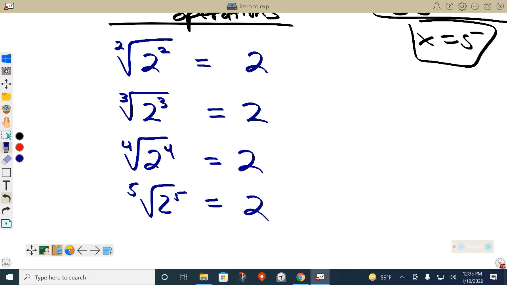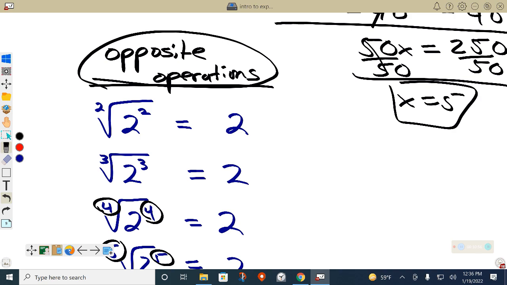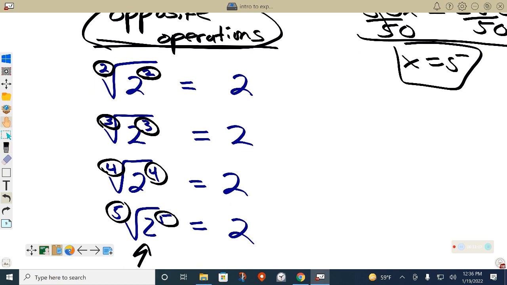So what I'm trying to get you to see right now is that if the index is the same as the exponent, they cancel each other out, and the answer is just the radicand, the number underneath the radical. If the index of the radical and the exponent are the same, they cancel each other out. They're what we call opposite operations. They undo each other. So squaring undoes square rooting. Cubing undoes cube rooting. Fourthing undoes fourth rooting. And so on. That's the big idea right now before we dive right in.